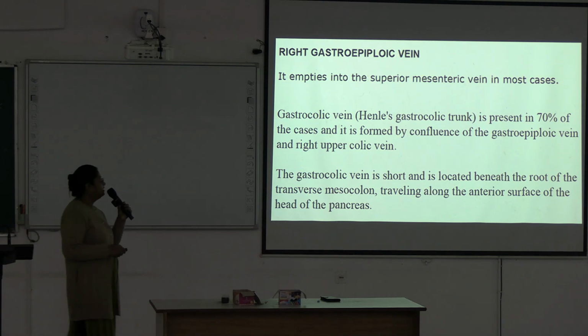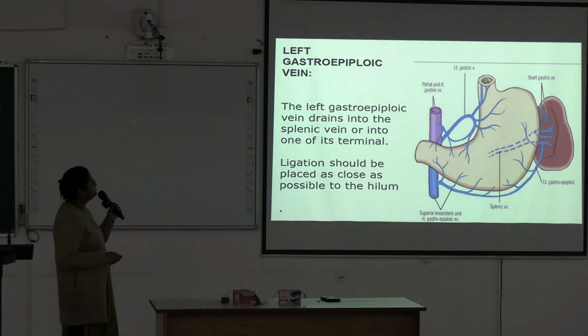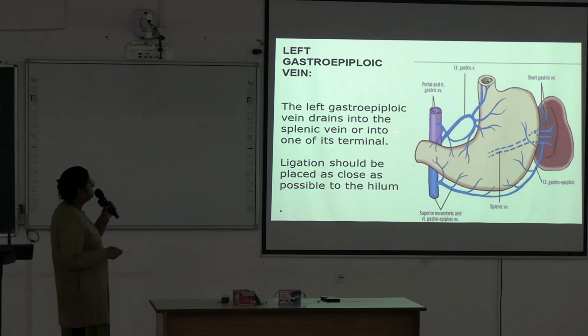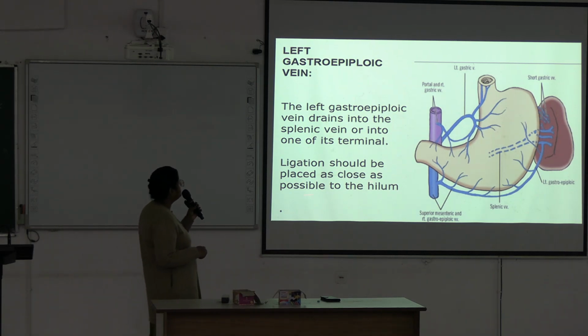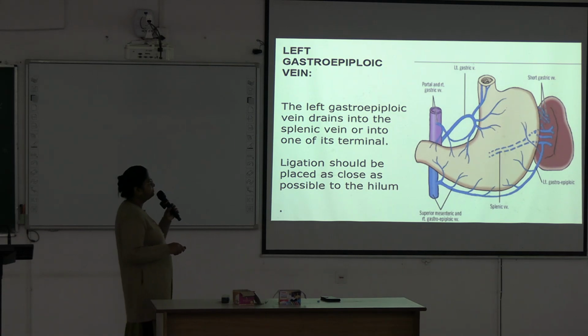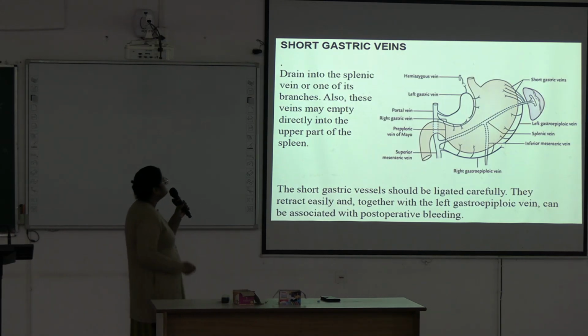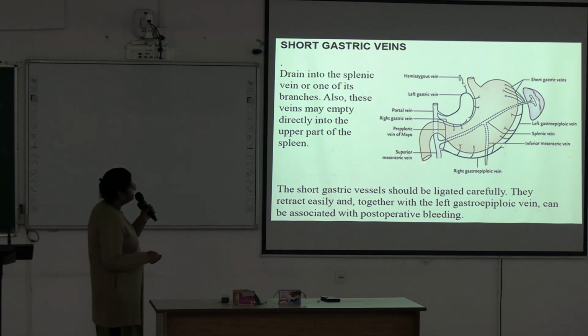Okay. Next is left gastroepiploic vein. Here is the left gastroepiploic vein. It drains into the splenic vein or into one of its terminal branches, and ligation should be placed as close as possible to the hilum of the spleen. Okay, next. Short gastric veins drain into the splenic vein. These are the short gastric veins draining into the splenic vein.